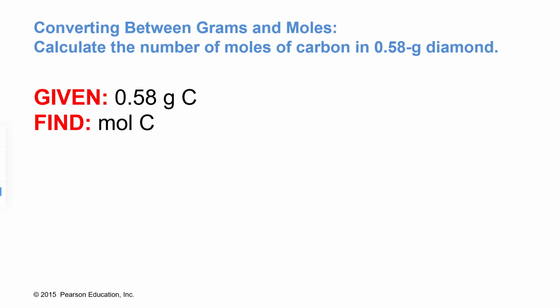So calculate the number of moles of carbon in 0.58 grams of diamond. Diamond is just really compacted carbon, so we're going to work through this one. So 0.58 grams of carbon, and we're trying to get to moles of carbon. So this is what we have, this is what we're trying to get to. Just like any normal unit conversion, we start with what's given, 0.58 grams of carbon. Because we started with grams of carbon, we have to put grams of carbon on the bottom. Now we're converting to moles of carbon.